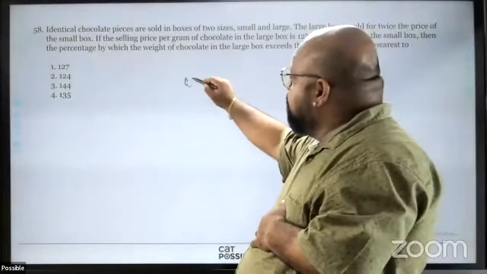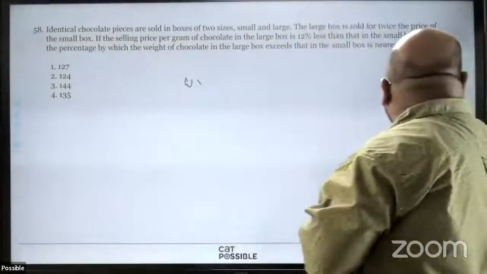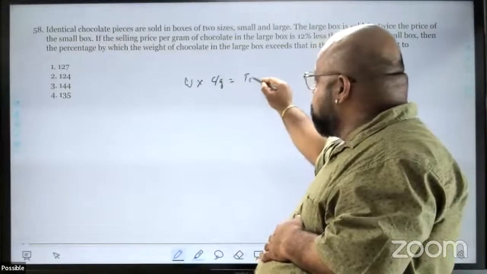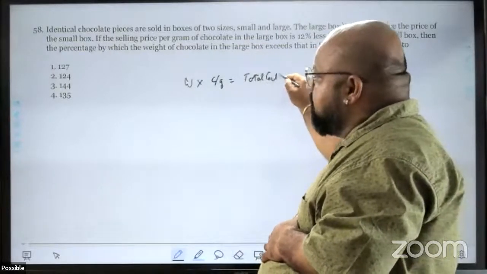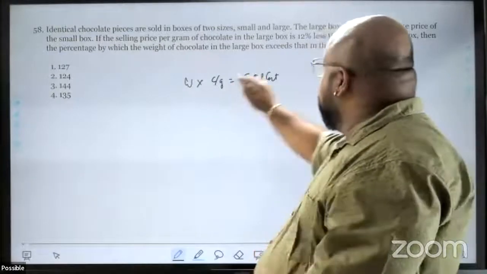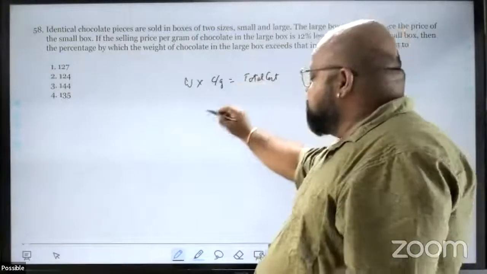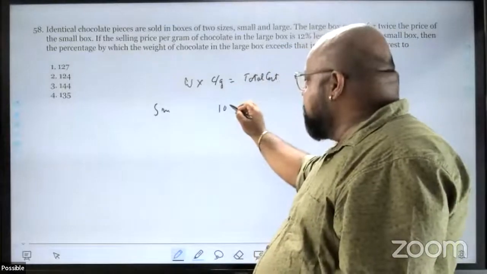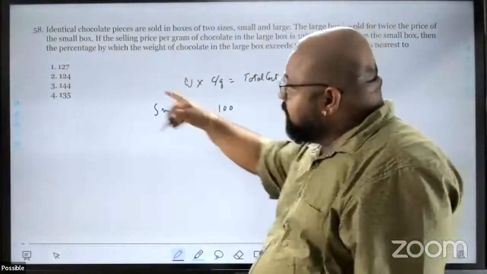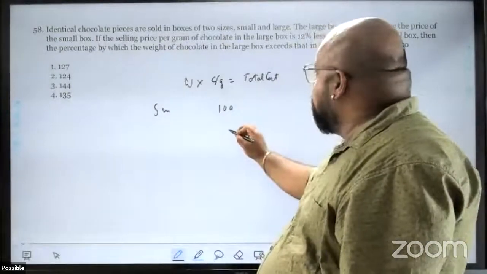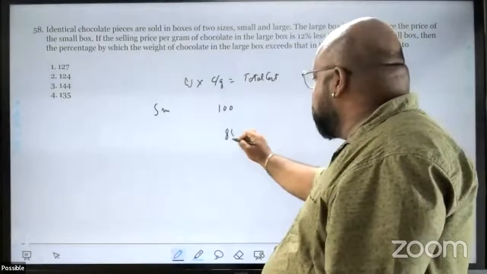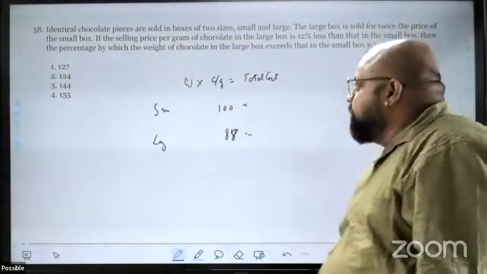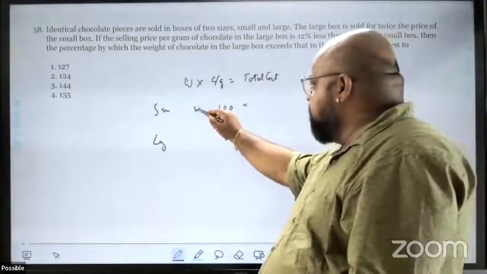So weight into per gram cost is equal to total cost. This is something that I know, right? The large one is sold for twice the price. Suppose I take the price per gram in the small box to be 100. The price per gram of chocolate in the large box will be 88. We have to find the weight.